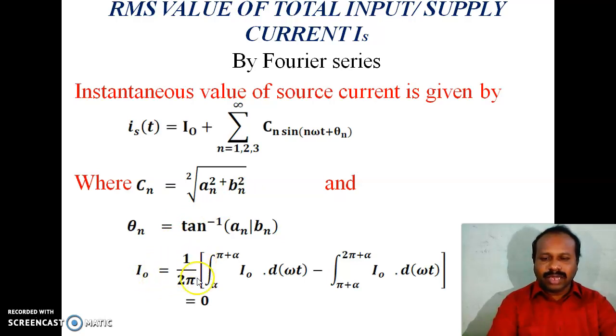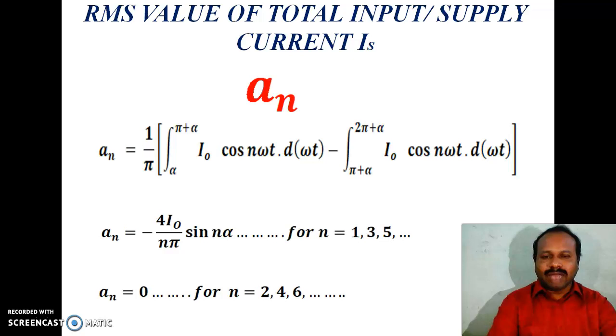I0 equal to 1 by 2 pi integration alpha to pi plus alpha of I0 d omega t minus integration pi plus alpha to 2 pi plus alpha of I0 d omega t. After integrating and substituting the limits, we get I0 equal to 0. Next, we calculate an. An is given by 1 by pi integration alpha to pi plus alpha of I0 cos n omega t d omega t minus integration pi plus alpha to 2 pi plus alpha of I0 cos n omega t d omega t.